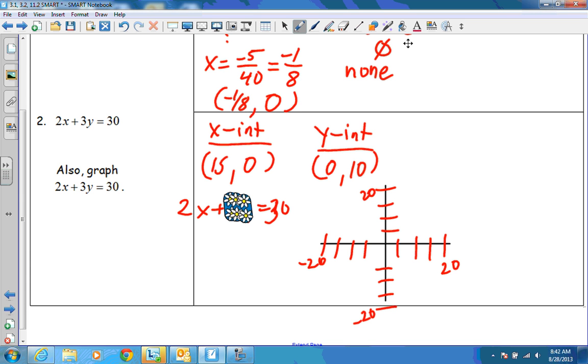So if I have an x and Carly, you're up. X and y intercepts. This is you. If I have an x-intercept of 15, 0, can you plot that for me? Just make your dot. Awesome. And your y-intercept 0, 10. Awesome. And then what do you do?